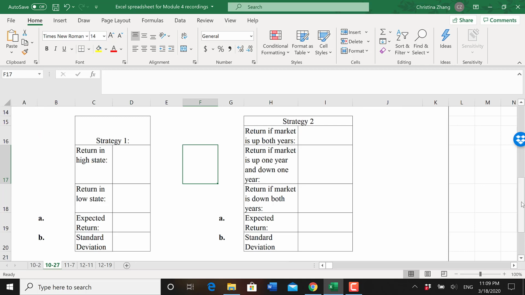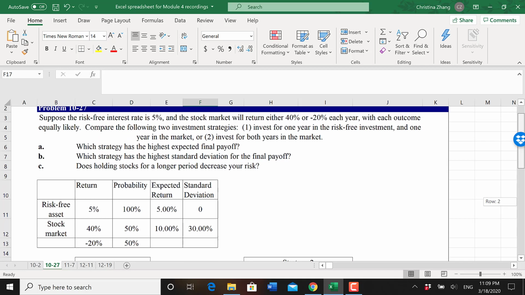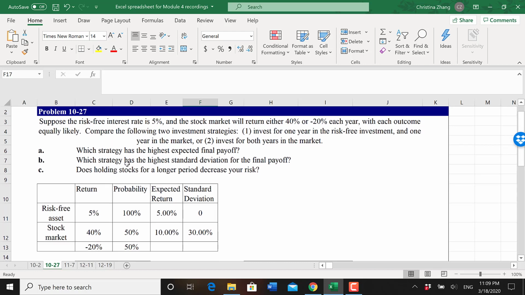It's question 27, again from chapter 10. So this problem says, suppose the risk-free interest rate is 5%, and so on. They provided different kinds of scenarios. You have the stock market, which has the likelihood of getting either 40% or negative 20% each year, with each outcome being equally likely. Then you're going to compare the following two investment strategies. So first, you're going to invest for 1 year in the risk-free investment, and then 1 year in the market.